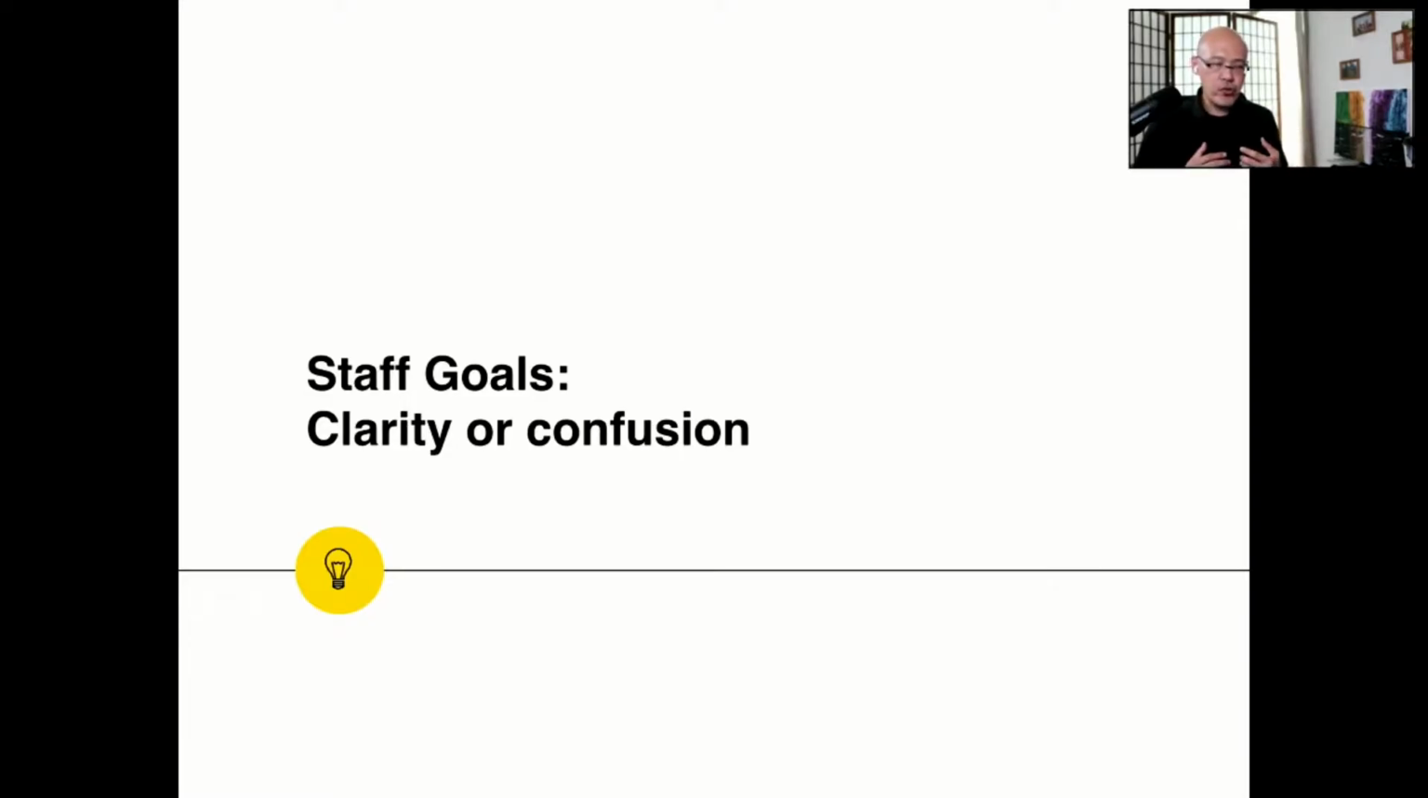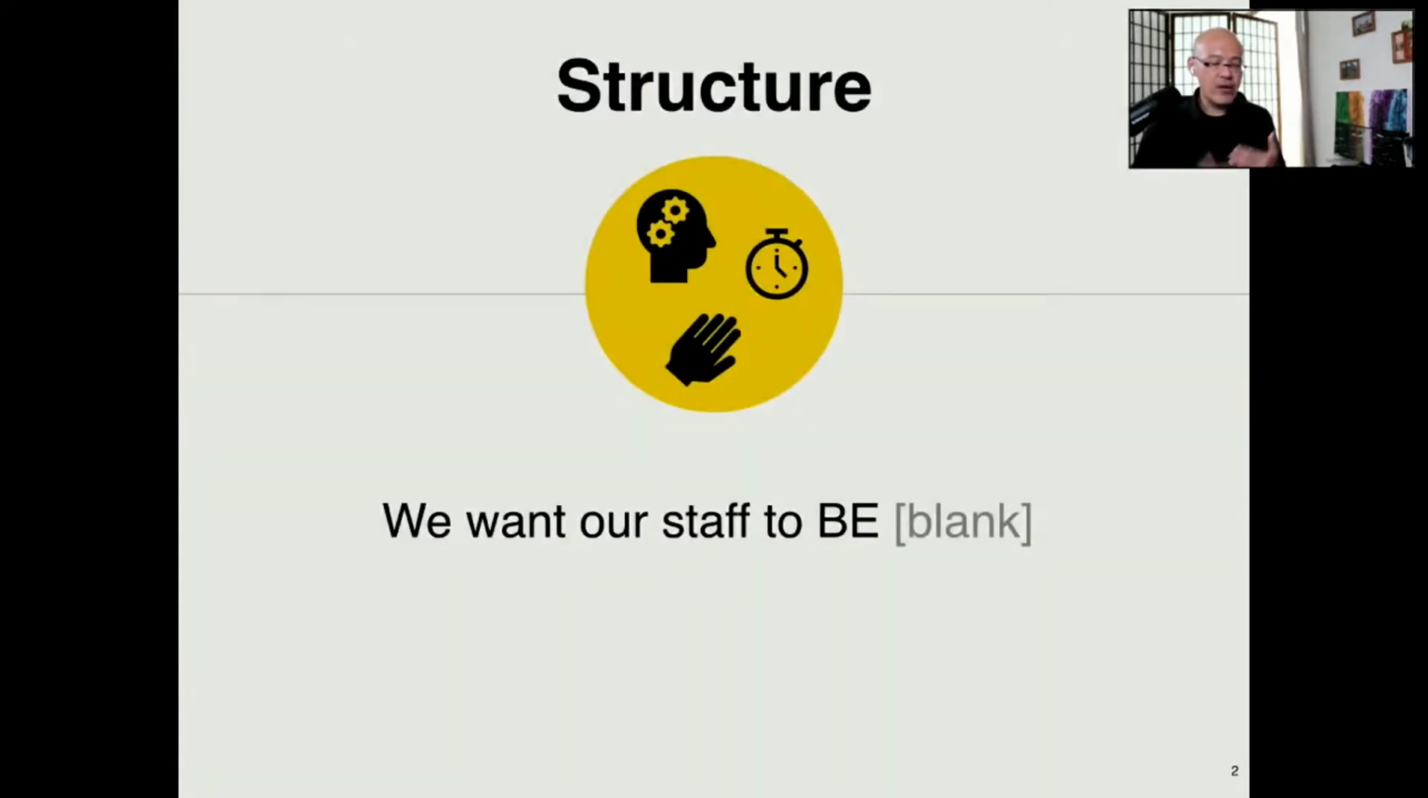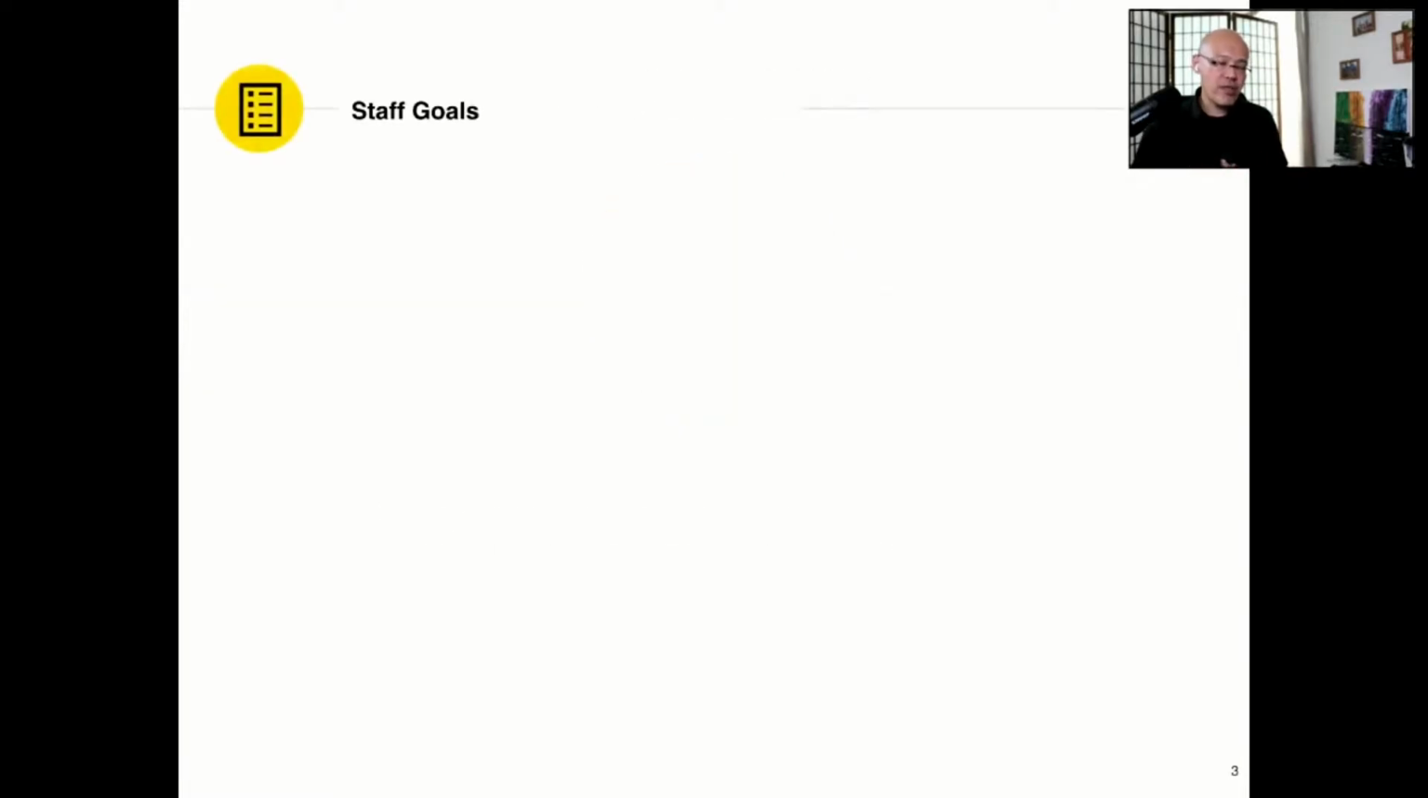To help you with this process, what you need to do is fill in the blank to this statement: we want our staff to be blank. So what do you want your staff to be? What kind of staff do you want to have? That is the key question you want to ask yourself. The way to think about it is I have a framework, which is be, have, do. But in this video, I'm just going to touch on the be. In the next video, we are going to go into the have and the do.